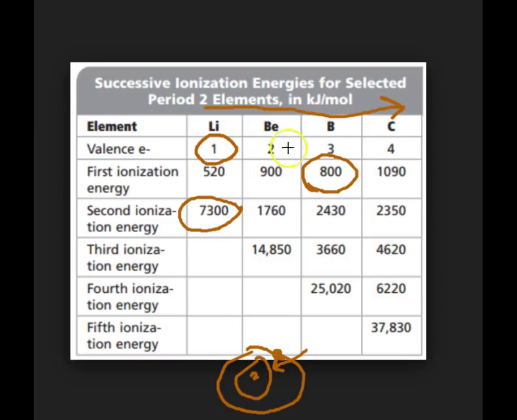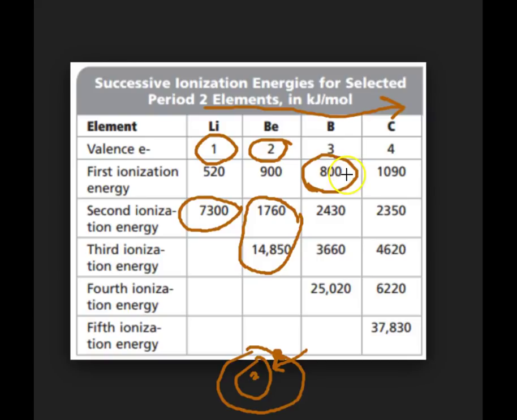All right, let's look at beryllium. It has 2 outer electrons. So we remove the first, and then it is more difficult to remove the second, but then look at this huge jump that takes place when we try to remove the third. So we can tell that beryllium's third electron must be on the inside, and these two are on the outside.